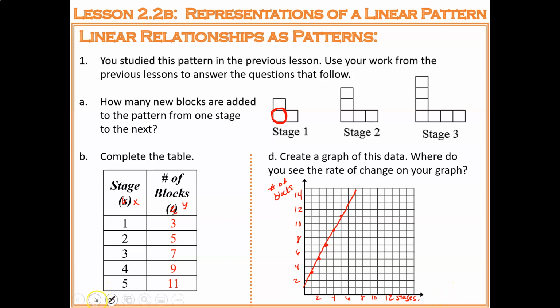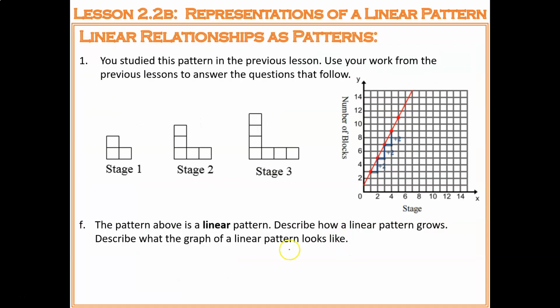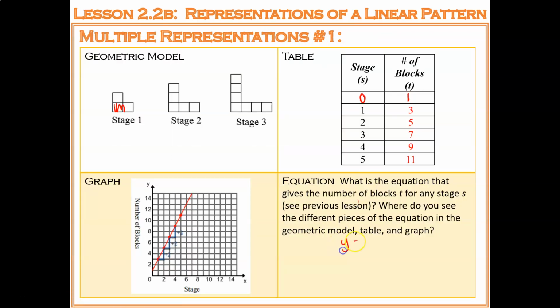So let's write an equation for this. What is an equation that gives the number of blocks T for any stage S in this representation? Where do you see the different pieces of the equation in the geometric model? Okay, so let's go back. There's one thing missing from this table that I'm going to fill in. At stage 0, we started with this one block. Okay, so our equation is going to be in this format.